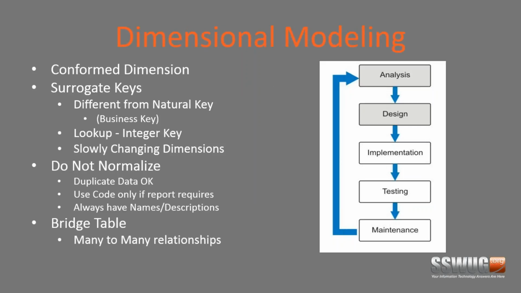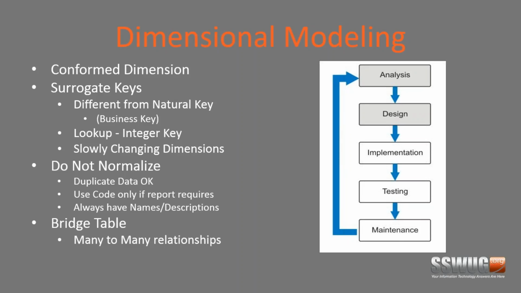So when you do dimensional modeling, there's a thing called conformed dimensions. Conformed dimensions mean that a product dimension might be related to multiple fact tables, and you're trying to conform the attributes of that particular dimension. All dimension tables have surrogate keys. It's different from your natural key or your business key. It's usually an integer for the lookup, and you also create it for the slowly changing dimensions.